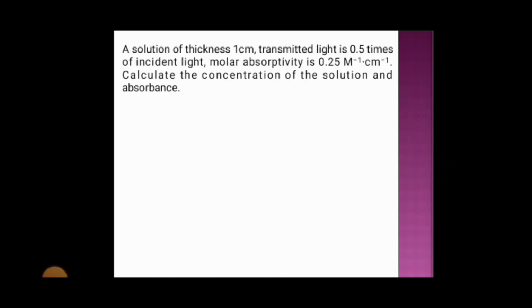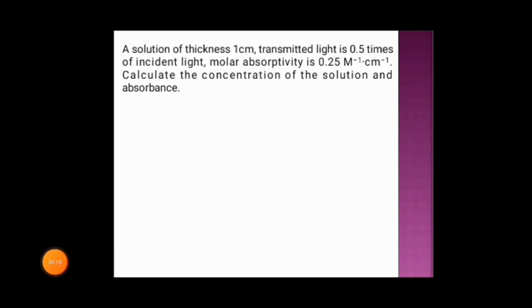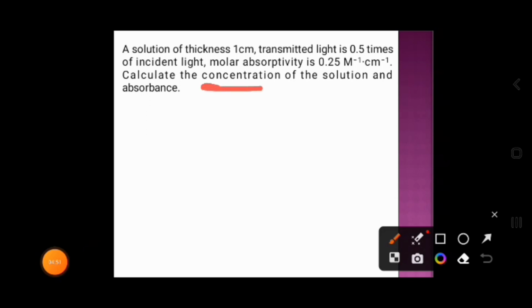Now, the first problem is that a solution of thickness 1 centimeter has transmitted light 0.5 times the incident light, and the molar absorptivity is 0.25 mole inverse cm inverse. Calculate the concentration of the solution and the absorbance. Here the thickness of the solution is 1 centimeter and the transmitted light is 0.5 times the incident light. So the incident light and transmitted light are mentioned here. Also the molar absorptivity is mentioned here.